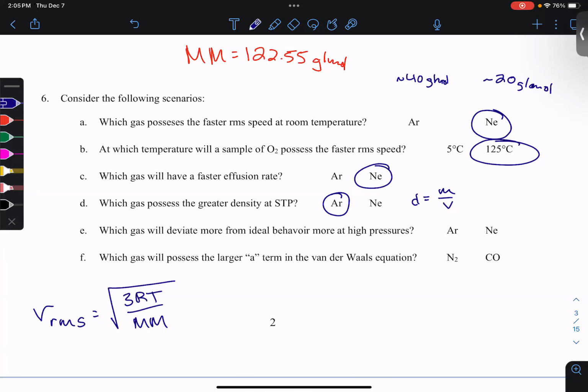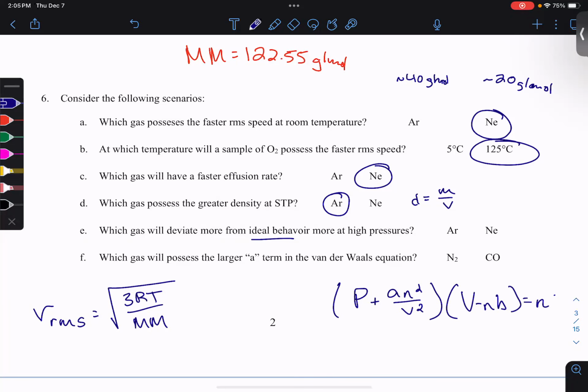Okay, which gas is going to deviate more from ideal behavior at high pressures? What do we think? If we're deviating from ideal behavior, can we use PV equals nRT? No, we have to use the other equation, the van der Waals equation. So P plus some stuff, we have this A term. What does A stand for? Attractions, yes. And then we have a B term that's connected to volume, equals nRT.